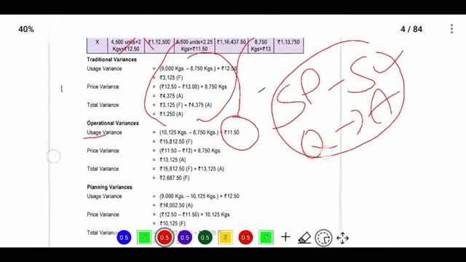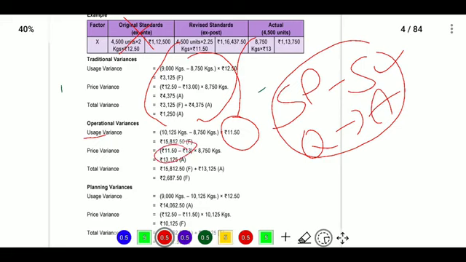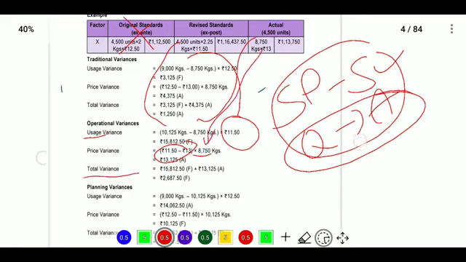Next, price variance means price difference into what will we take? Quantity. Which quantity will we take? Quantity means always actual. So 8750 will be taken. We will get the total variance.